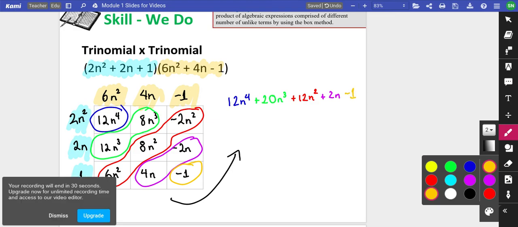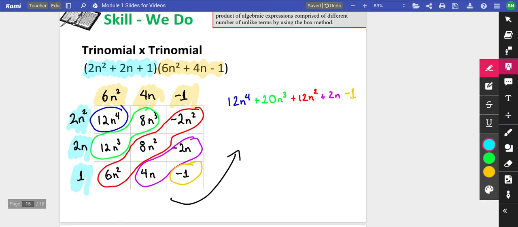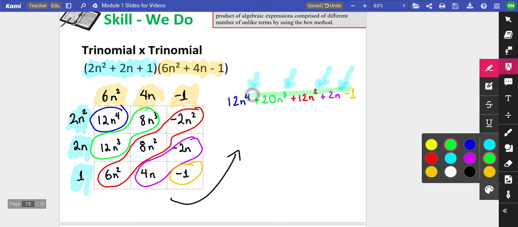So one thing to notice is the exponents right there decrease by 1. That's a nice thing. And this would be the answer.